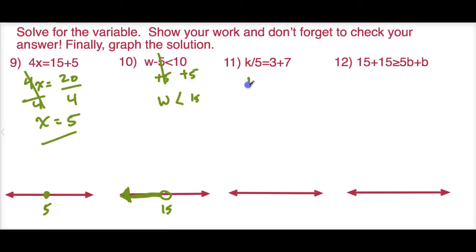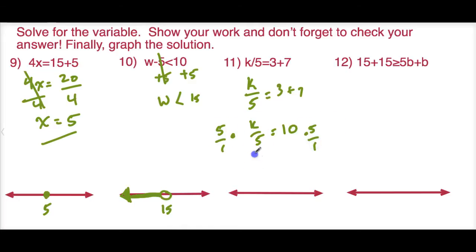Over here we have k over 5 equals 3 plus 7. So simplify first. And then to do the inverse of, or the reciprocal of 1 over 5, it's 5 over 1. So I'm going to multiply by 5 over 1 on both sides.